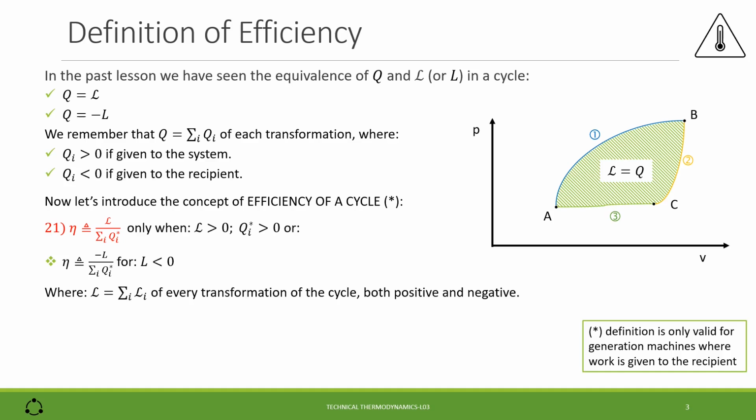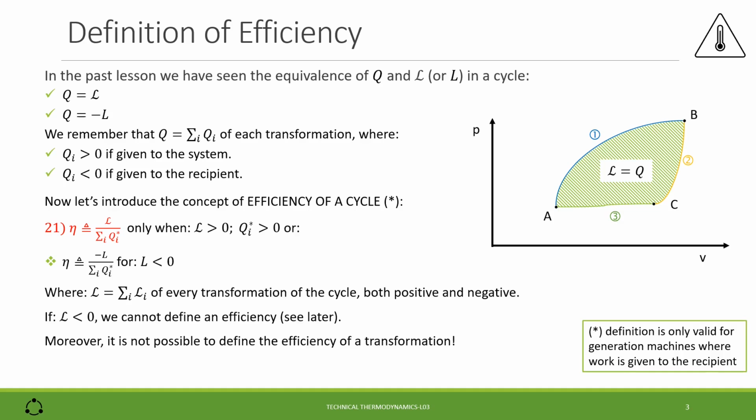The thermodynamic work is the sum of the work exchanged in every transformation, both positive and negative. If this work is negative, we cannot define an efficiency, but we can define other quantities that will be introduced later on. Moreover, it is not possible to define the efficiency of a transformation. The efficiency is only valid for a cycle.